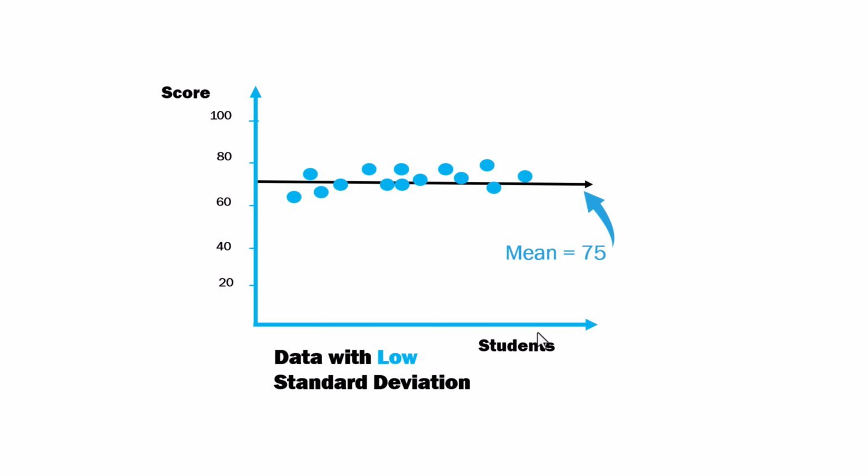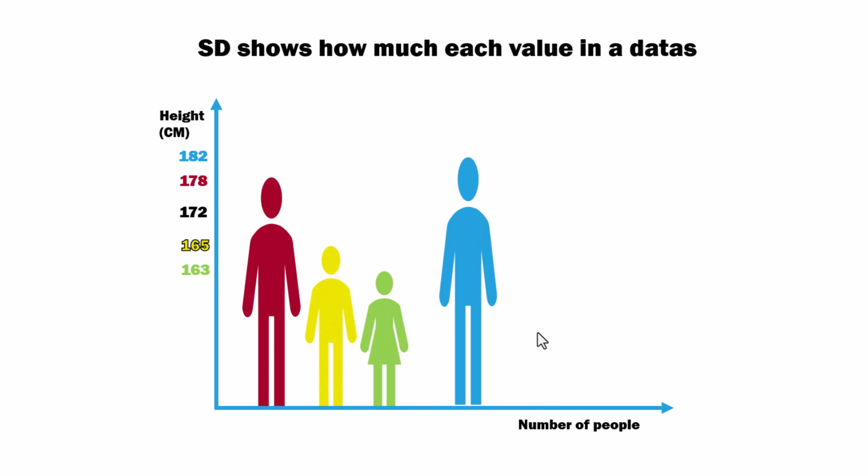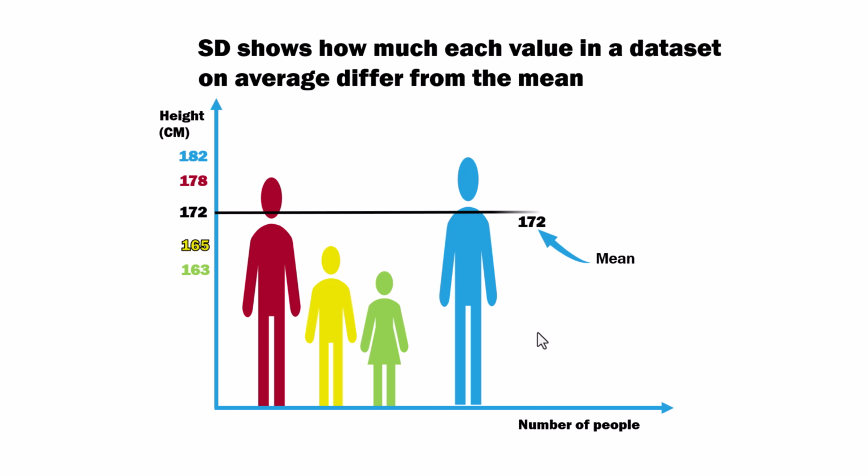Let's take a look at another example. Imagine we have 4 students in a sports team. A dataset shows the height of these 4 players. To calculate the standard deviation of their heights, we first need to find the arithmetic mean. If you are not sure how to calculate the mean, check out the video on arithmetic mean in our descriptive statistics playlist. In this example, the mean height is 172 centimeters.